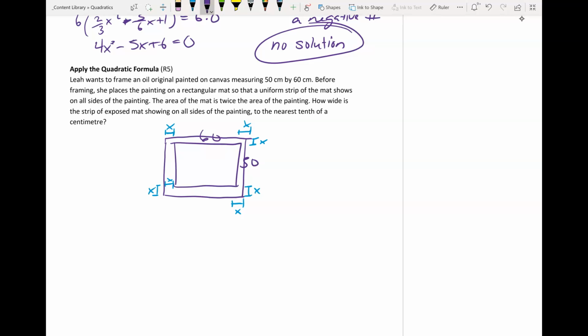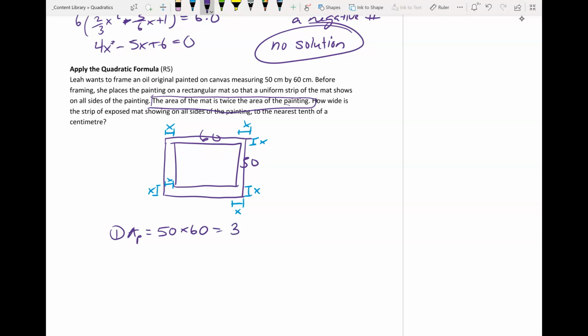The next piece of information says the area of the mat is twice the area of the painting. And then we want to know how wide is the strip, so we want to solve for X. And then we want to round to the nearest tenth of a centimeter. Well, we already know what the area of the canvas is. The area of the painting, we'll call it AP, is 50 times 60, because that's length times width for a rectangular object.